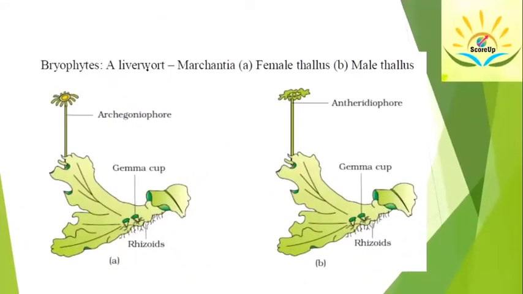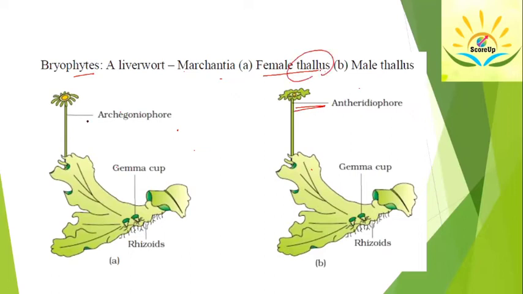Next one is Bryophytes. In the Bryophytes, the liverwort Marchantia structure is given. See, one is a female thallus and another one is a male thallus. How do you find which is which when they give this set of pictures? This is a female thallus. What is the structure of this? They will give a clue as a female thallus.